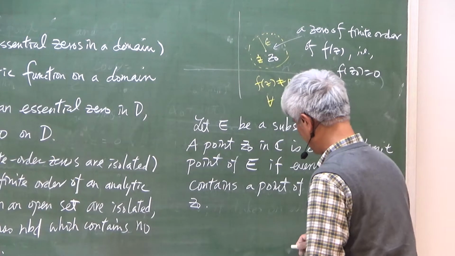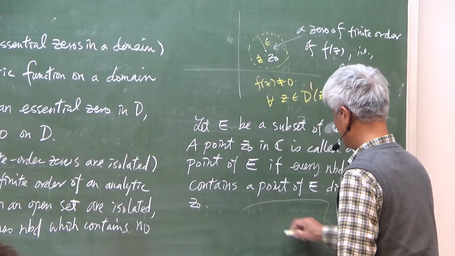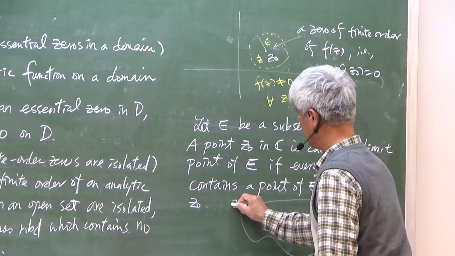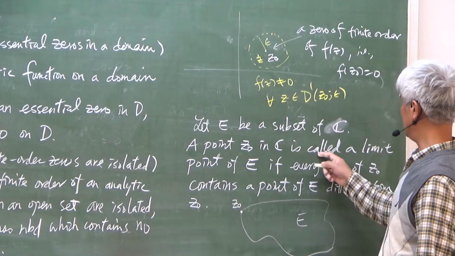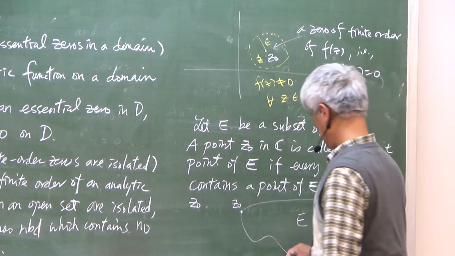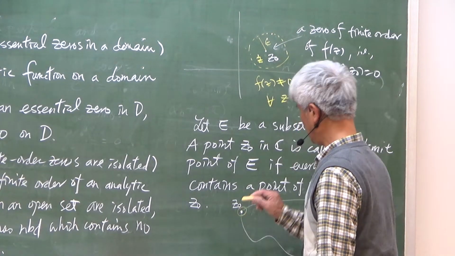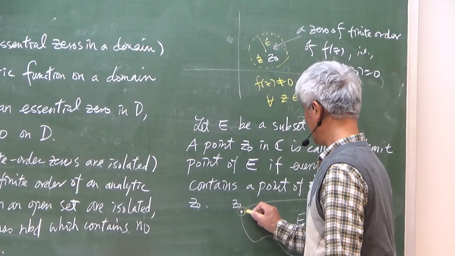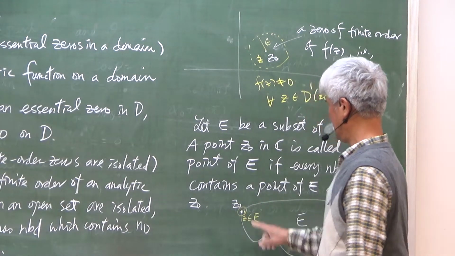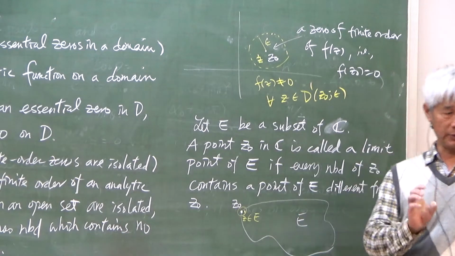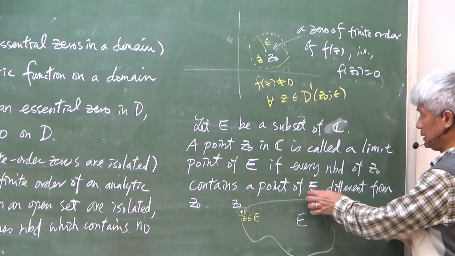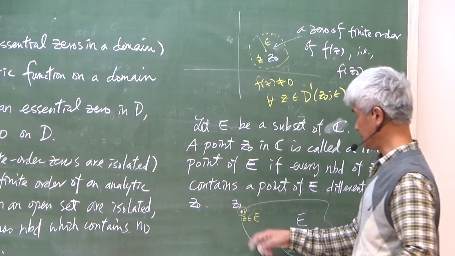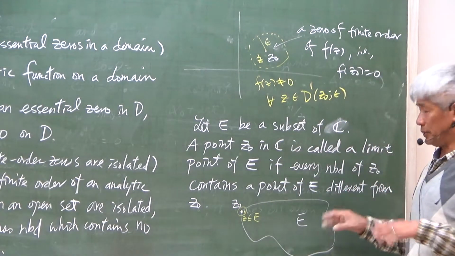So you can think about that. Suppose this is E, a boundary point. Actually, a boundary point here is a limit point. Why? Because if you form a neighborhood of Z0, you must have a point Z here in E. No matter how small the neighborhood, it contains a point of E, and this point is different from Z0, so Z is not equal to Z0. It's called the limit point.